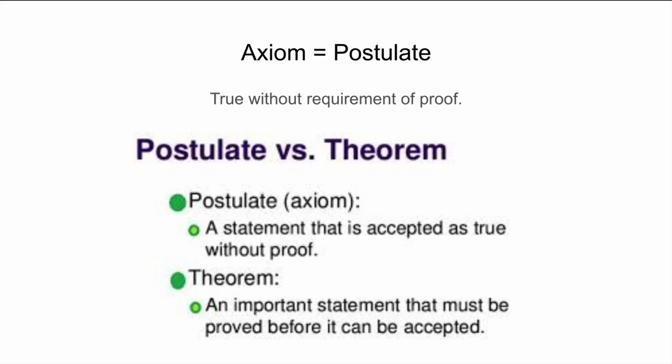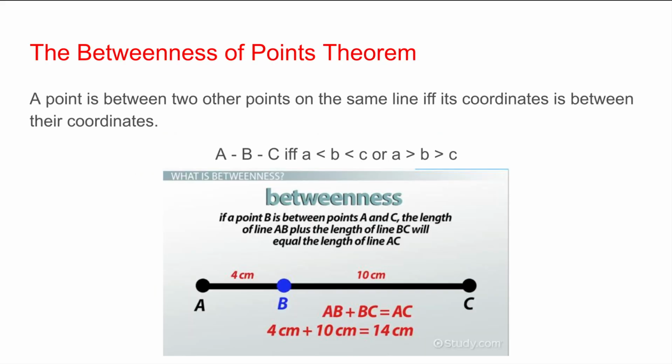Now let's talk about an axiom, which is basically a synonym for a postulate. So they are true without the requirement of proof. And these are different than theorems. Theorems have to be proved. So a postulate or an axiom is something like a fact, something that we accept. And a theorem has to be proved.